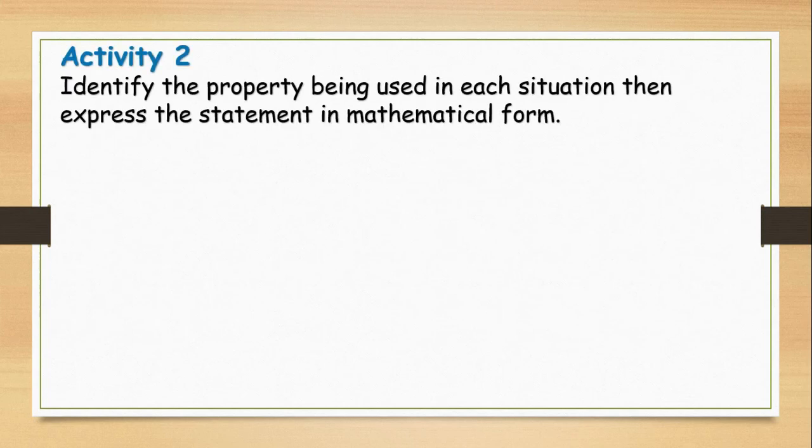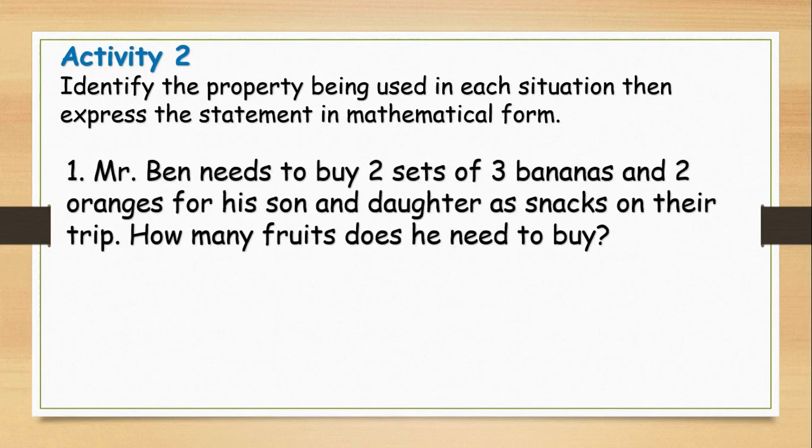Activity number 2. Identify the property being used in each situation, then express the statement in mathematical form. So, our first statement, Mr. Ben needs to buy 2 sets of 3 bananas and 2 oranges for his son and daughter as snacks on their trip. How many fruits does he need to buy? So, pwede nyo ulit i-pause yung video para masagutan yung ating problem, at kapag tapos na, pwede nyo nang i-play yung video para malaman kung tama ang ating sagot.